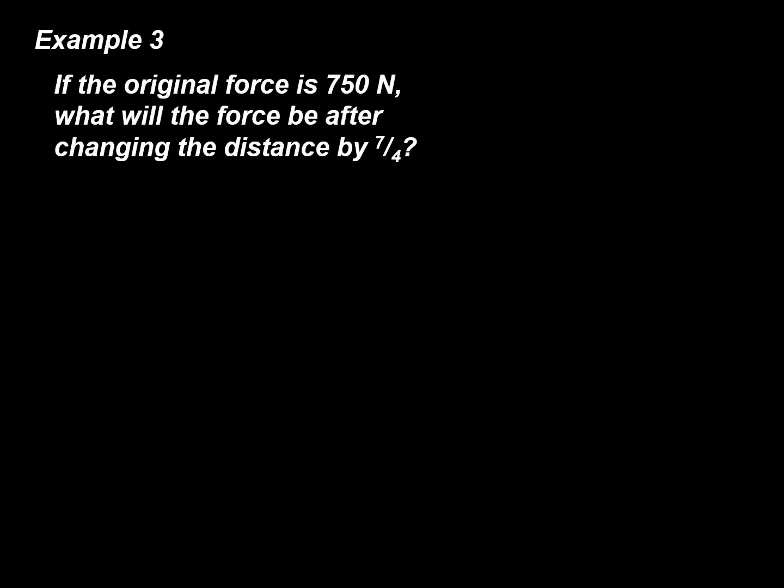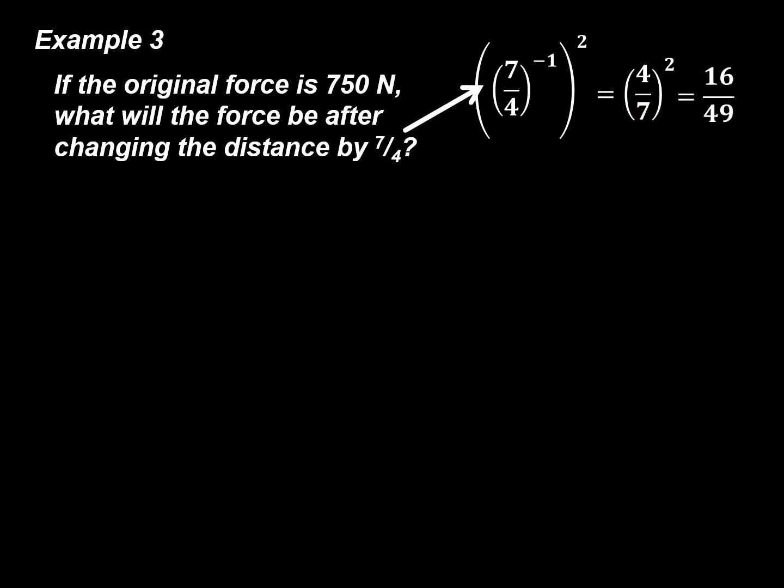Our next example, if we start out with 750 newtons of force between two objects, and then you change the distance by 7/4. All right, so first thing we do is we take the inverse of 7/4, and that'll give you 4/7. And then we take the square of that, and whenever you square a ratio, you always have to square the numerator and the denominator. So 4 squared is 16, 7 squared is 49. So my new force is now going to be 16/49 of what it was before.